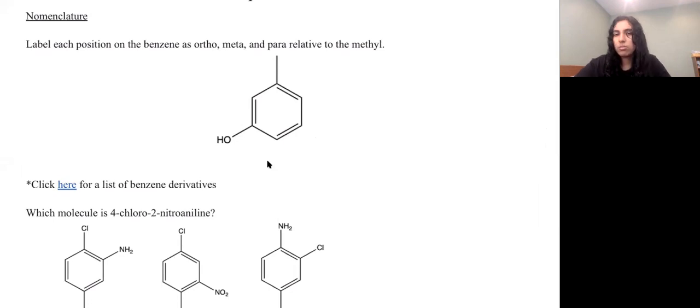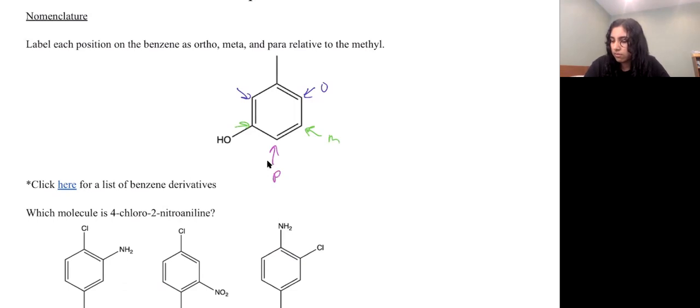The ortho position is 1 carbon away from the substituent that you're looking at. So that would be this one. Meta is 2 carbons away. So this one, and then para is on the opposite side. So there.